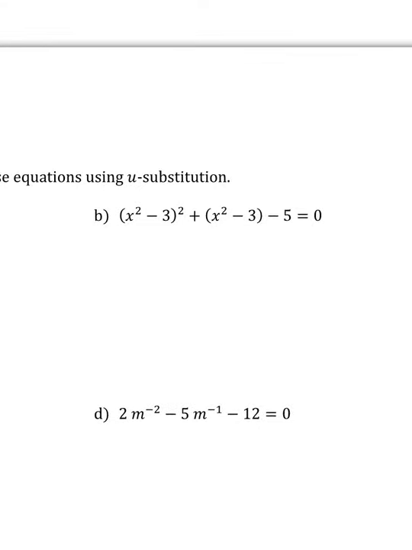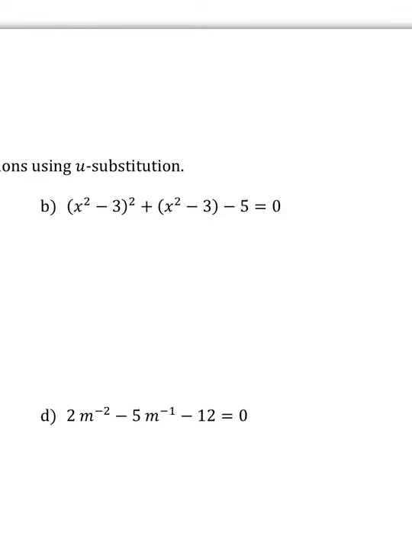What is our u here? It's the x squared minus 3, the parenthesis thing. So we trade it out. u squared plus u minus 5 equals 0. We can solve that equation. I think we can factor again.